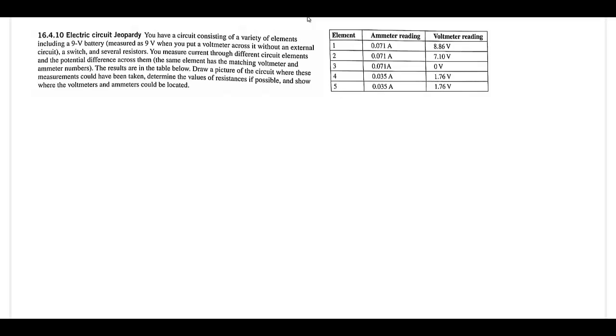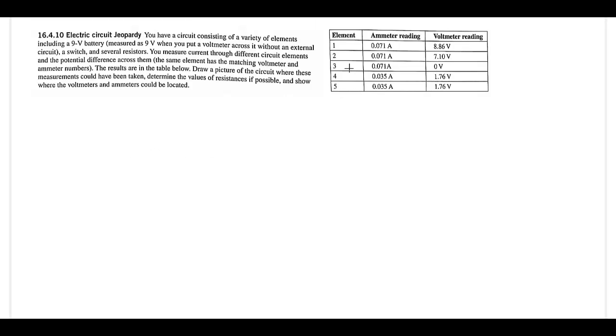Okay. So this is a circuit jeopardy. So based on the values that are given across each element, you are supposed to define what the circuit looks like and draw a picture of the circuit. Of course, it doesn't really matter. There's multiple ways that you could draw this circuit, but what I'm going to show you is just one possible solution. So here's what we have.